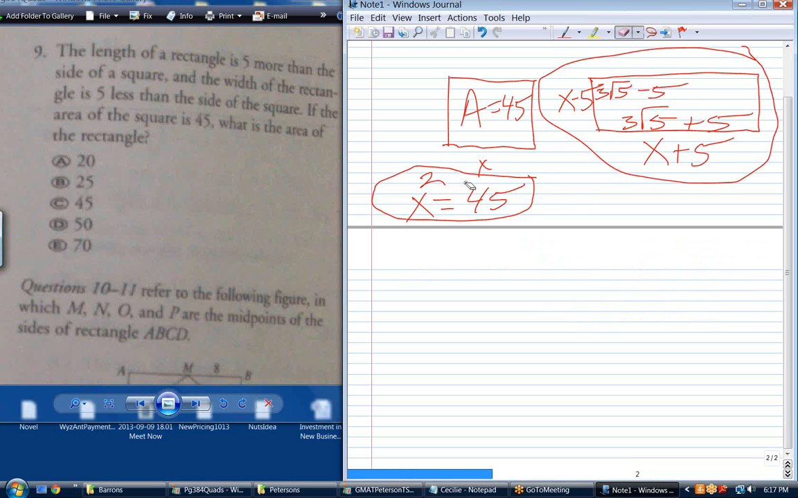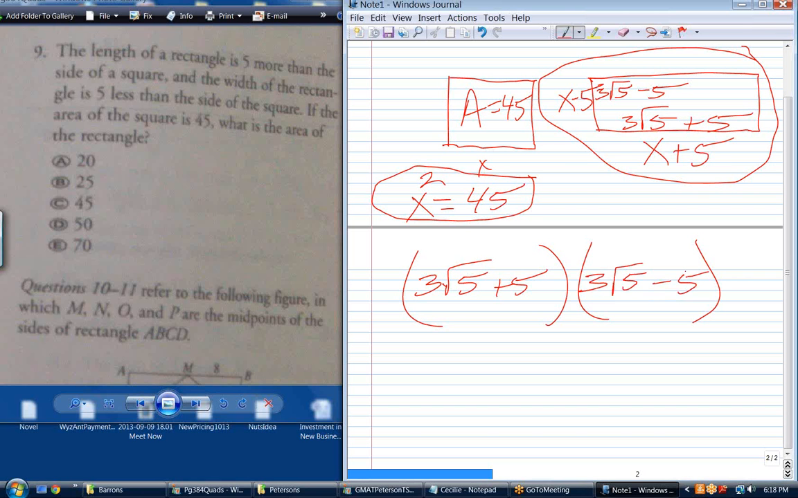It's going to be 6. Hold on. Let's lay it out. What's the length? It's the length times the width, right? Yeah. Oh, so it's not. No, so let's lay it out from scratch. 3 root 5 plus 5 times 3 root 5 minus 5. Oh, you already wrote plus. I took the other. Yeah.